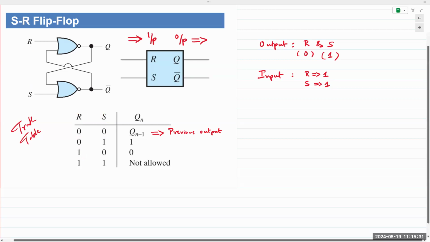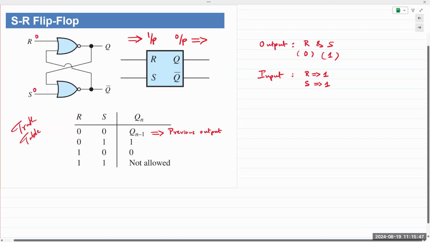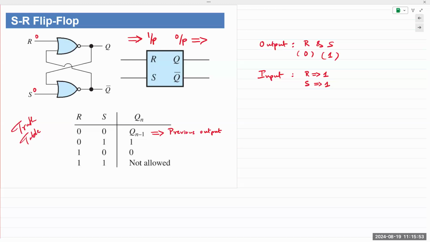Right? We have two NOR gates. A NOR gate is basically the opposite of an OR. You take the input and you invert it, right? So if you have a 0 at R and 0 at S, what do we get? It doesn't change anything, because no matter what the input is from Q and Q naught, it will remain the same.